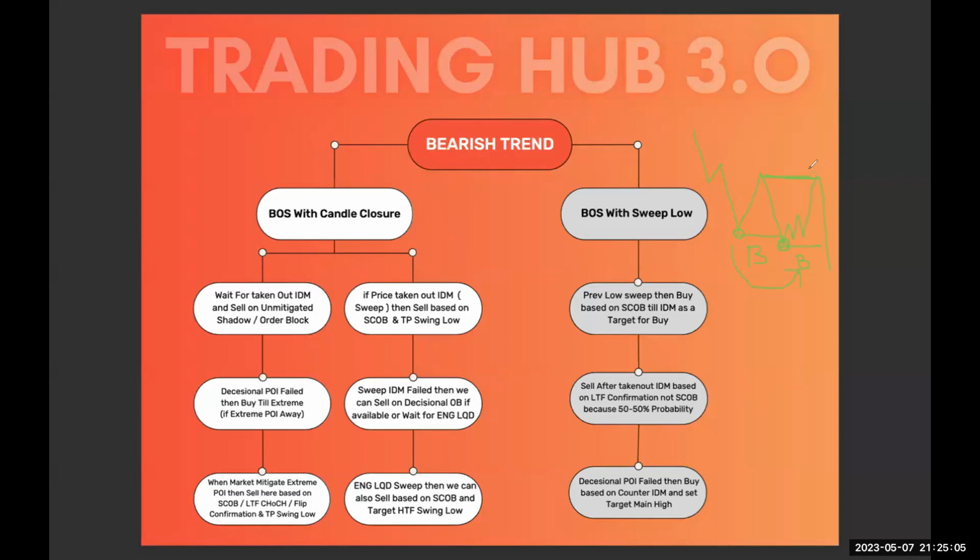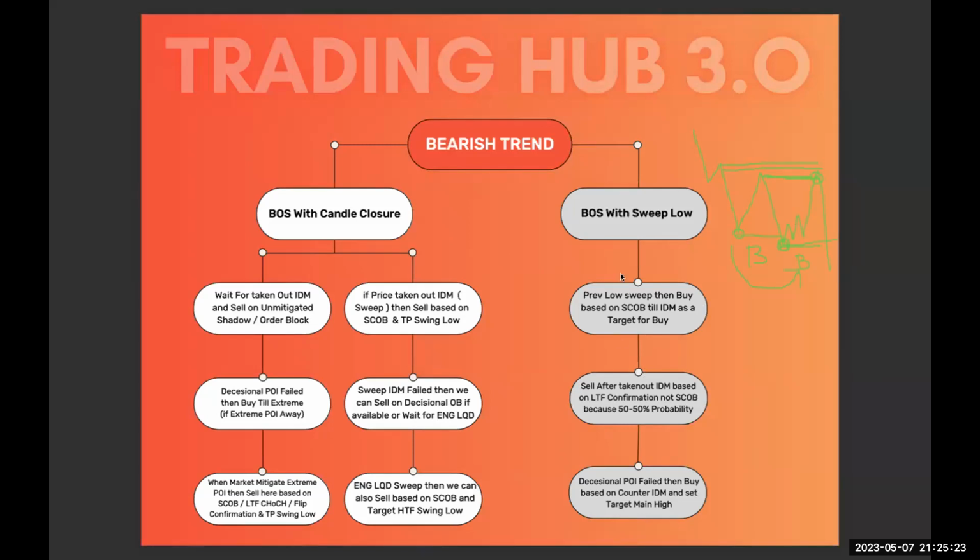Taken out this high, you can also sell here based on single candle order block. If candle close above it and mitigate any PY is there, then you have to wait for it, chalk and flip, and then you can sell and target this one though. Correct?